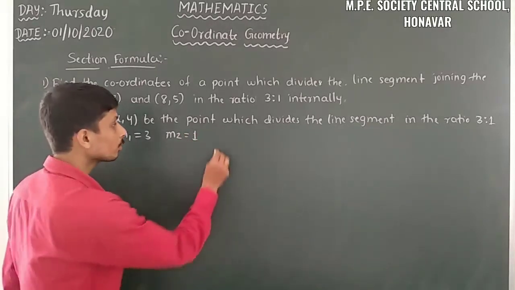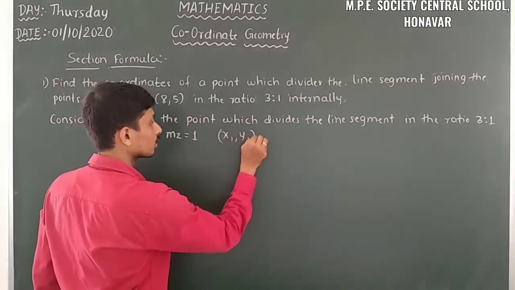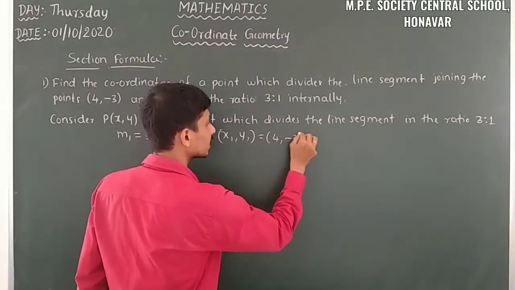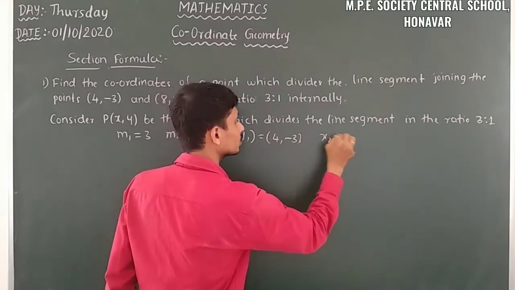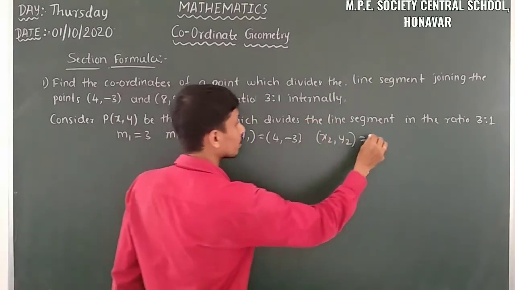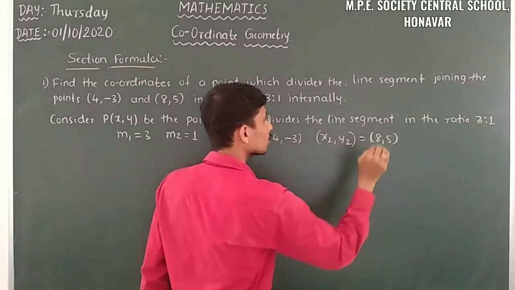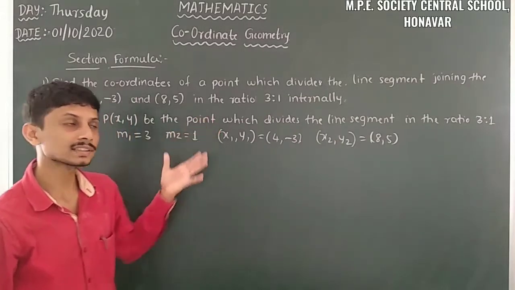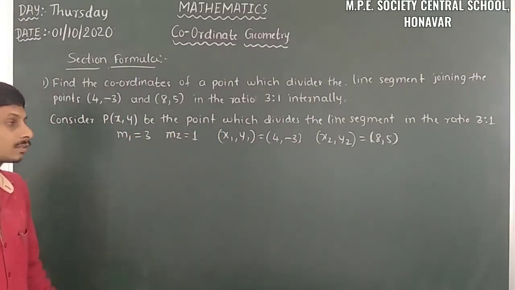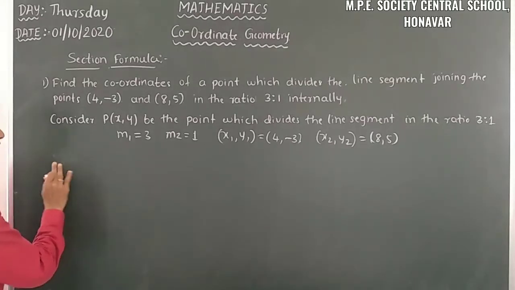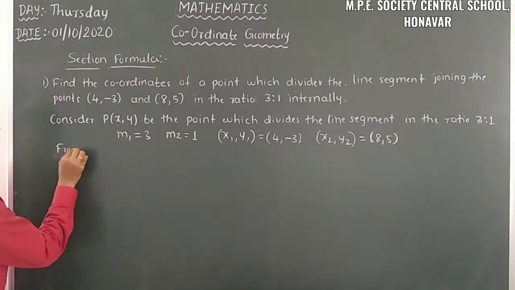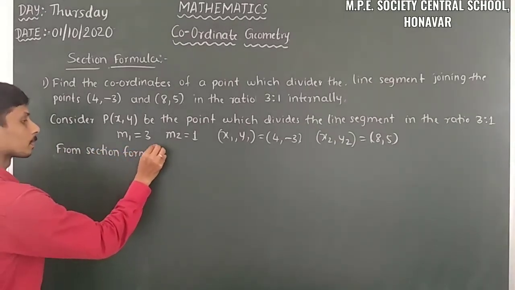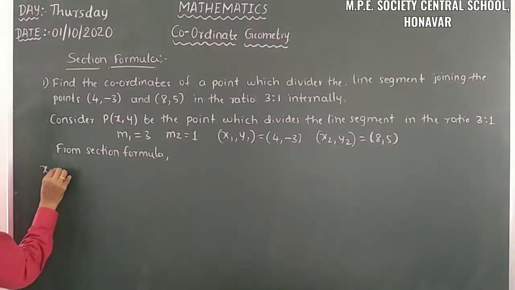Then x1 comma y1 is equal to 4 comma minus 3 and x2 comma y2 is equal to 8 comma 5. So the line segment is joining these 2 points. So let us take the section formula, that is x comma y, from the section formula.